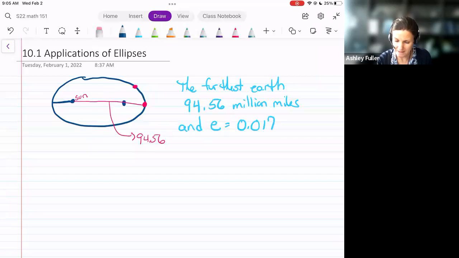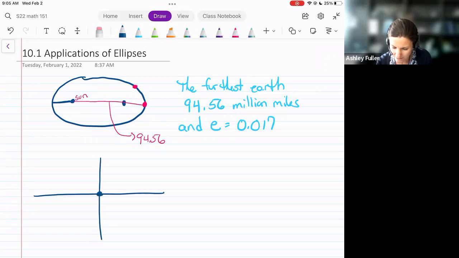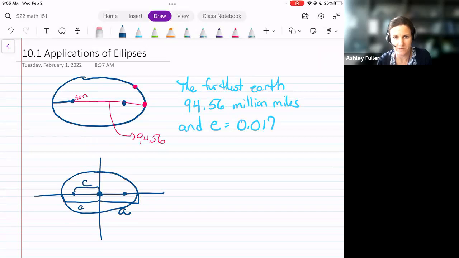Taking what we know about ellipses, let's now center this at (0, 0) graphically. And we know then that this distance, if we consider the orbit like this, is a distance of a. This is a distance of a. And then if we put the foci in, remember this is a distance of c. So since when it's furthest from the sun, it's 94.56 million miles, we know that a plus c, this distance, is going to equal that 94.56.